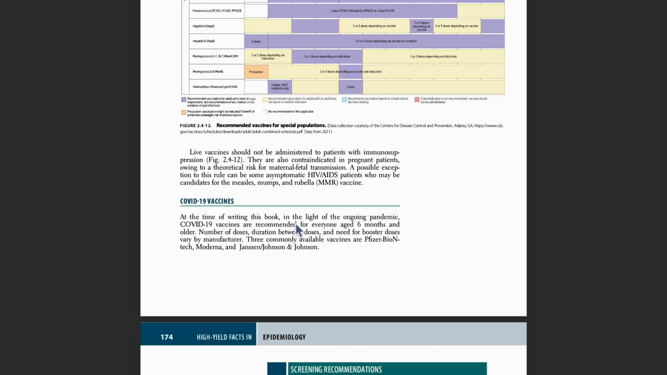COVID-19 vaccine. At the time of writing this book, in the light of the ongoing pandemic, COVID-19 vaccines are recommended for everyone aged 6 months and older. Number of doses, duration between doses, and need for booster doses vary by manufacturer. 3 commonly available vaccines are Pfizer-BioNTech, Moderna, and Johnson & Johnson. We don't count that one.